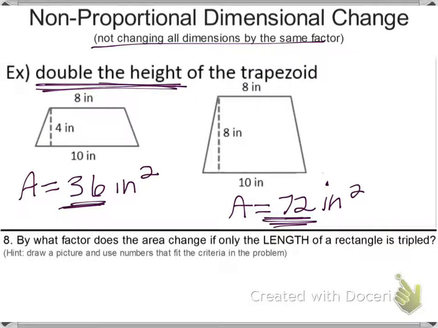So if just one dimension is changing, the effect on the area is just going to be the effect that happened on that dimension. If the height was tripled, your area is tripled. So that's what number 8 says. By what factor does an area change if only the length of a rectangle is being tripled? If the length only is being tripled, then the area is also just being tripled. So it changes by a factor of 3.